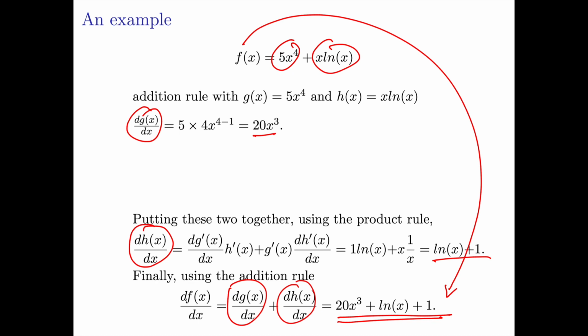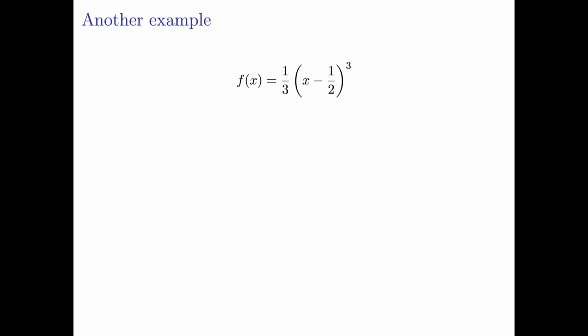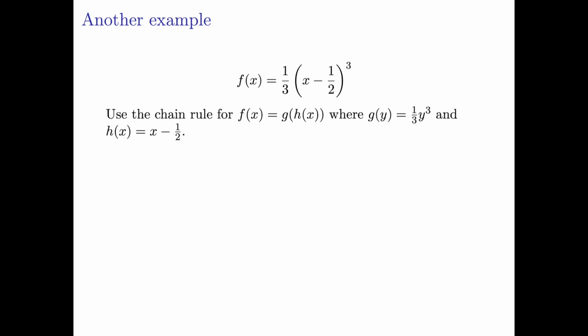Let's look at one more example. f of x is 1/3 (x minus a half) cubed. Here we've got a function of x. So let's suppose we take a function g, which takes some argument. In this case, I've written it as y, but it takes some argument y and returns 1/3 y cubed. And we have a function h that takes x and gives us x minus a half.